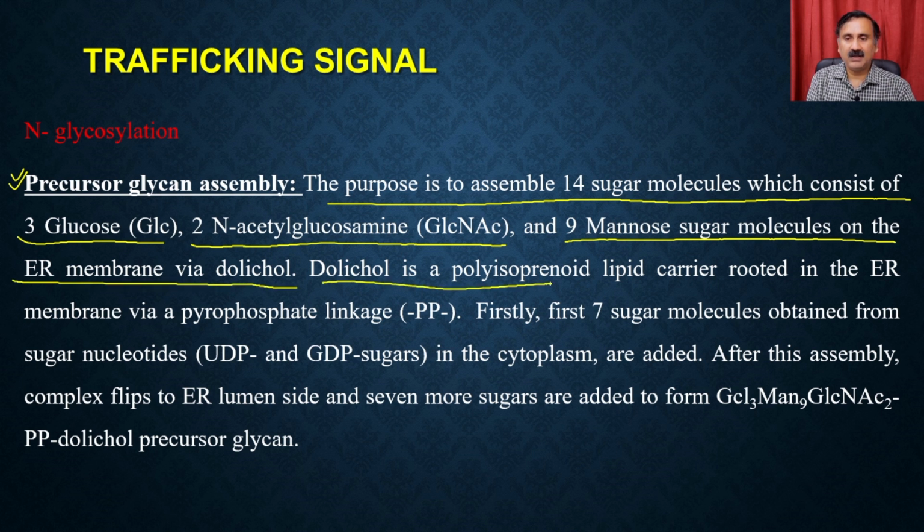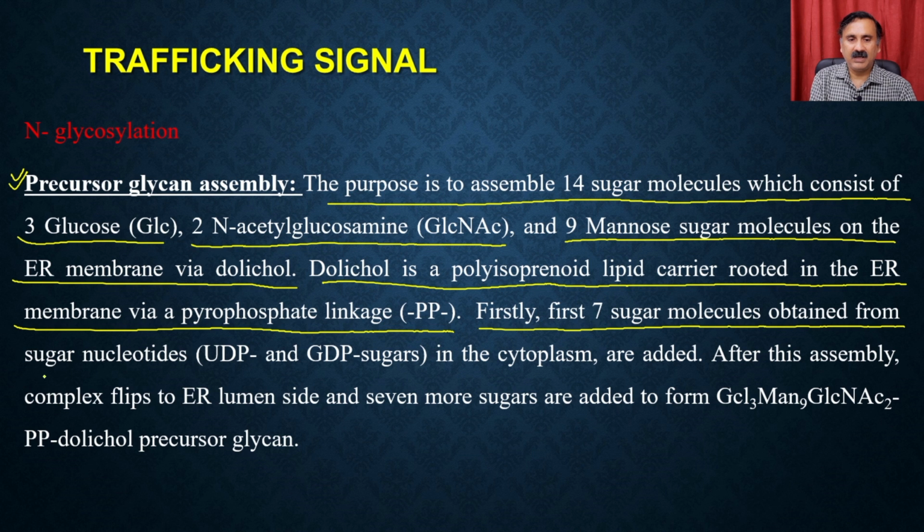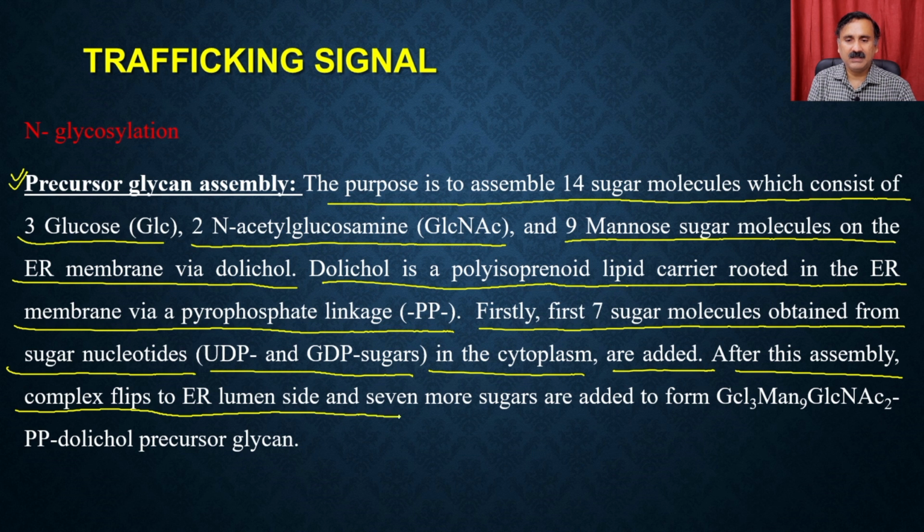So dolichol is a phosphoisoprenoid lipid carrier anchored in the ER membrane by a pyrophosphate linkage. First, 7 sugar molecules obtained from sugar nucleotides like the UDP and GDP sugars in the cytosol are added. After this assembly, the complex is flipped to the ER lumen side and 7 more sugars are added to form this complex sugar, which is attached to the dolichol.